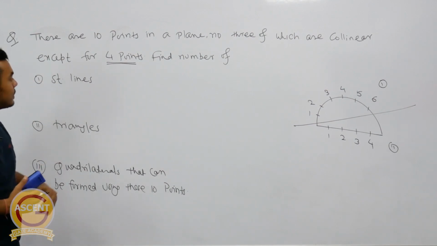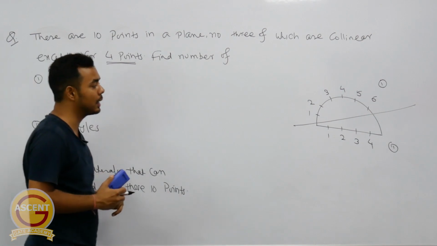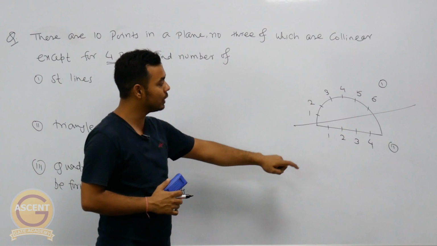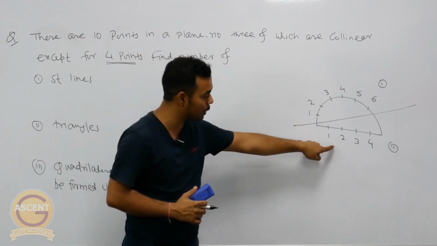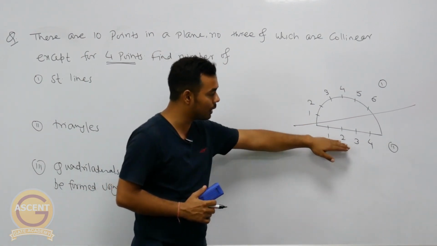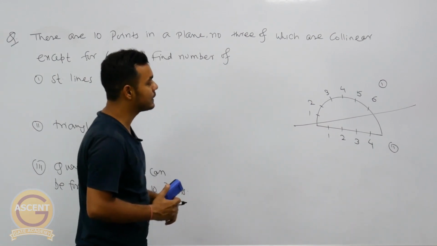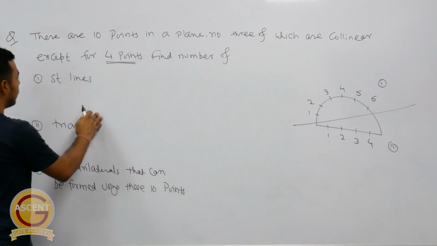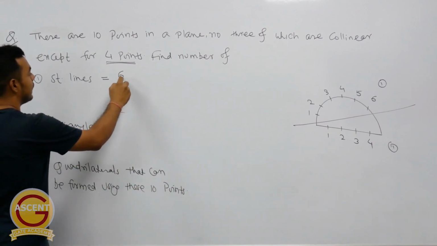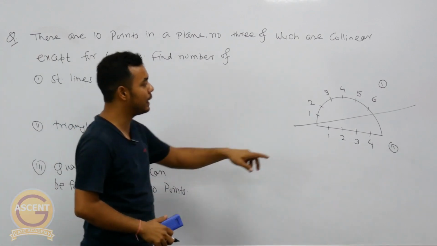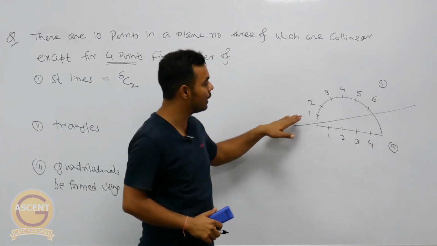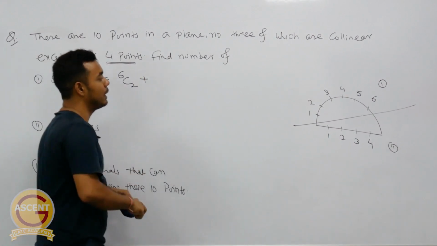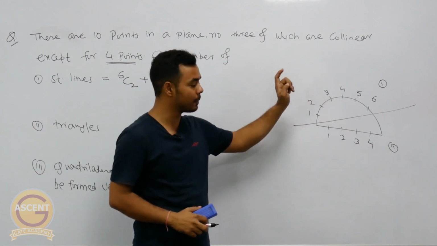So see, for a straight line we need 2 points. Now 2 points can be selected in a number of different ways. You can select 2 points from region 1, or you can select 1 point from region 1 and 1 point from region 2, or you can select 2 points from region 2. If I select any 2 out of these 6 points, then I will get one straight line. So the number of straight lines will be 6C2. 6C2 means select any 2 out of these 6 points, and corresponding to each selection you will get one straight line.